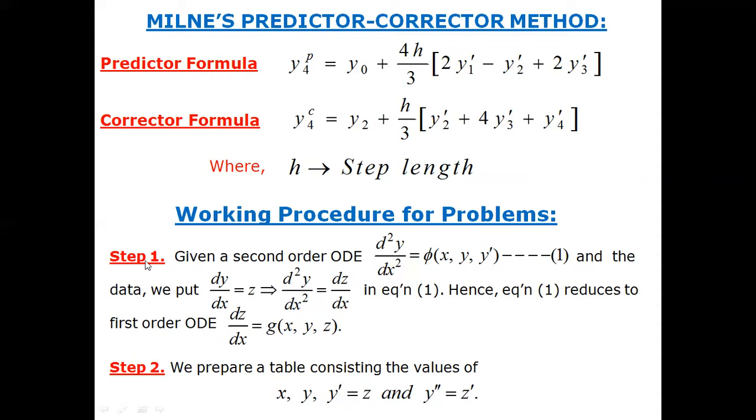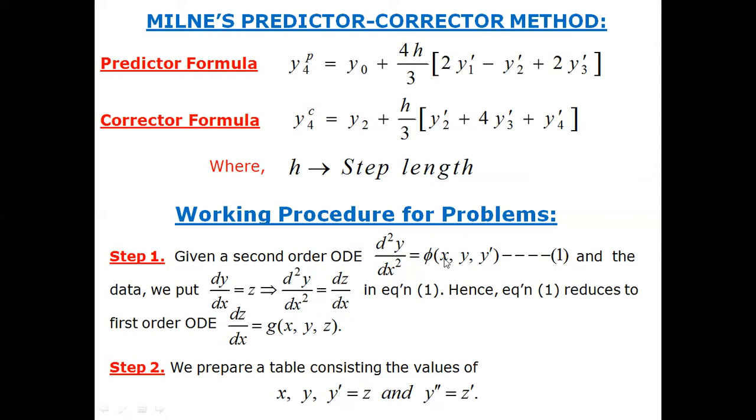Step 1. Given a second order ODE, d square y by dx square is equal to phi of x comma y comma y dash, and some data, we put dy by dx equal to z. When you differentiate this, d square y by dx square is equal to dz by dx. So this is the substitution I'll choose.